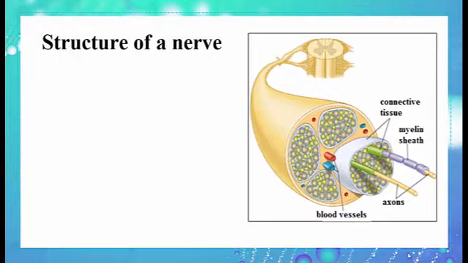The structure of a nerve. Look at this figure. This is a nerve. Around this axon, we have a myelin sheath. So it's a myelinated axon. This one is a non-myelinated axon. It's a nerve. So the nerve is the group of axons or group of nerve fibers as a definition.